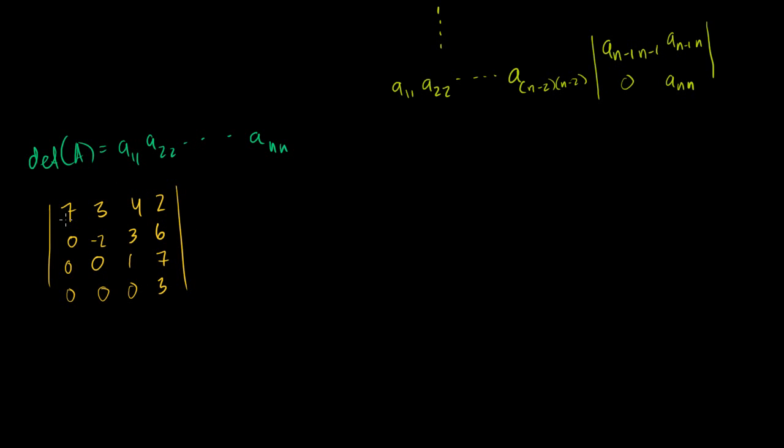If you want to evaluate this determinant, you just multiply these entries right here. So the determinant is equal to 7 times minus 2 times 1 times 3. So it's 7 times minus 6, which is equal to minus 42. And it's that easy.